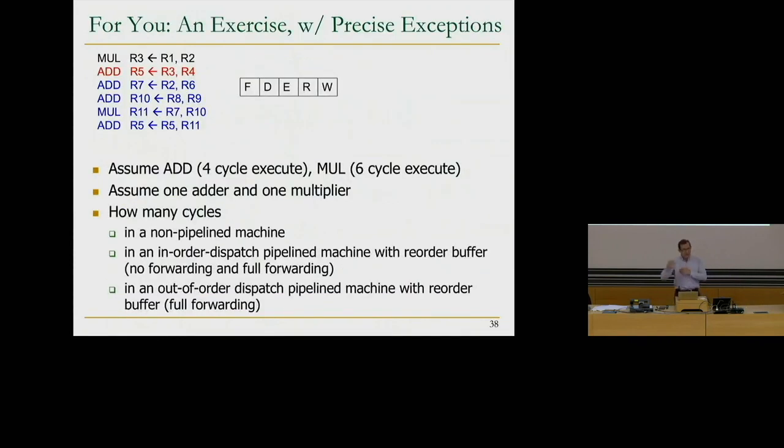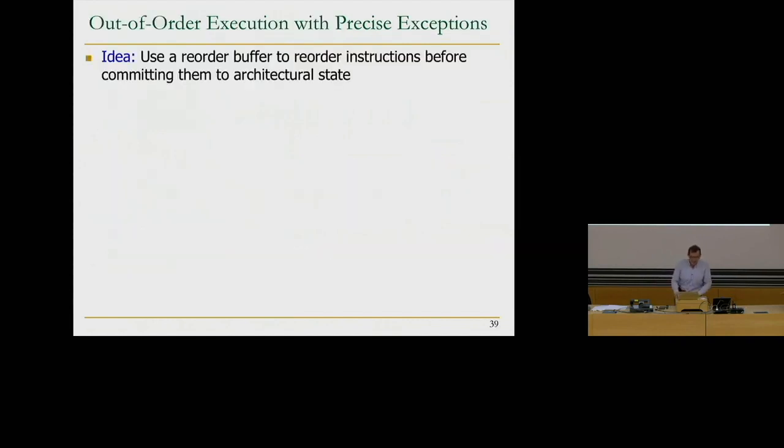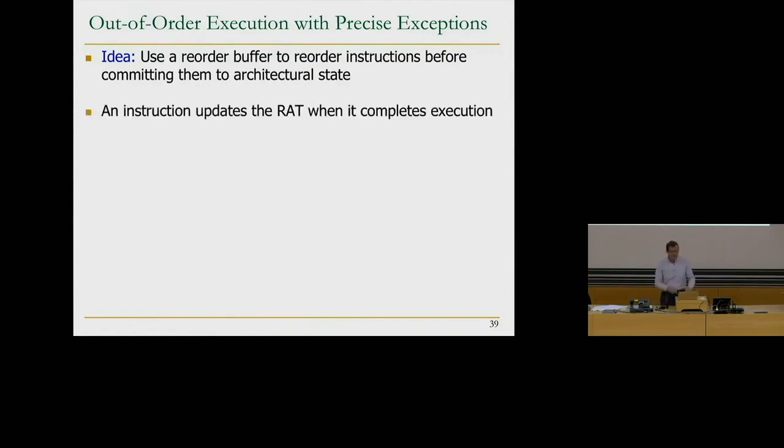So let me become a little bit more realistic, and then I'll introduce some of the concepts this way. This is an exercise with precise exceptions. How do you do out-of-order execution with precise exceptions? The fundamentals are essentially the same. Before, in this example, as some of you noticed, we're updating the register file right away. Don't do that. Use a reorder buffer to reorder the instructions before committing them to the architectural state. The way this works is an instruction updates the register alias table when it completes execution.